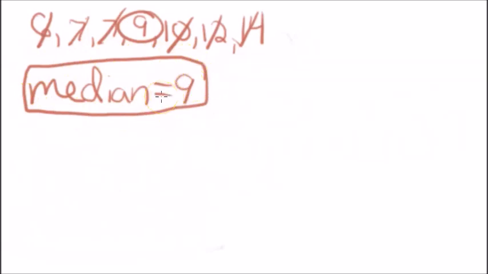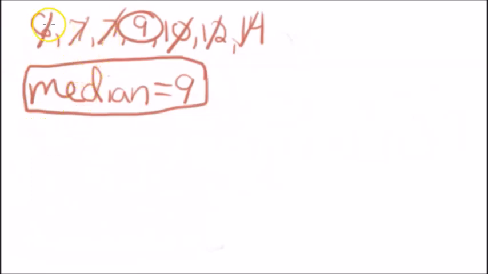Let's move on to the mode. All other numbers appear only once, except for 7. 7 appears twice, therefore 7 is our median. Let's move on to mode.